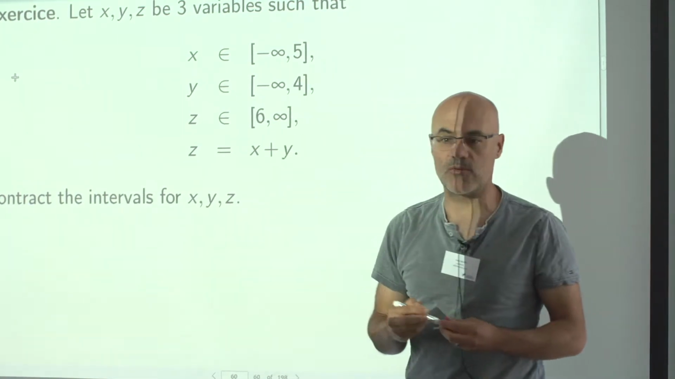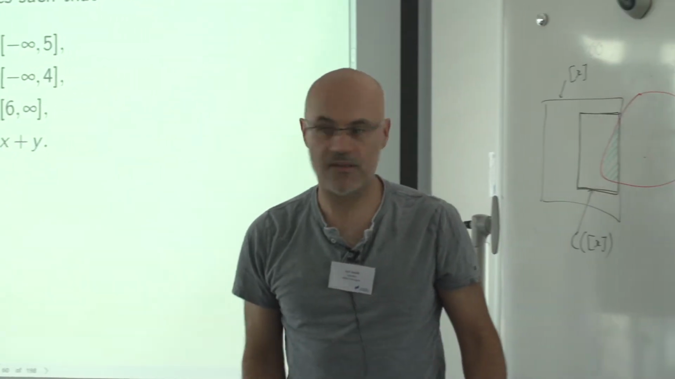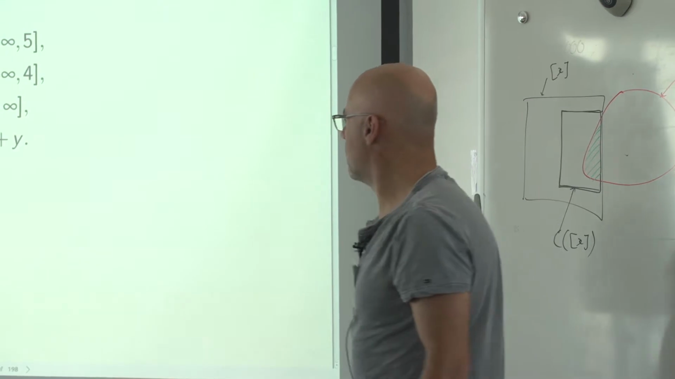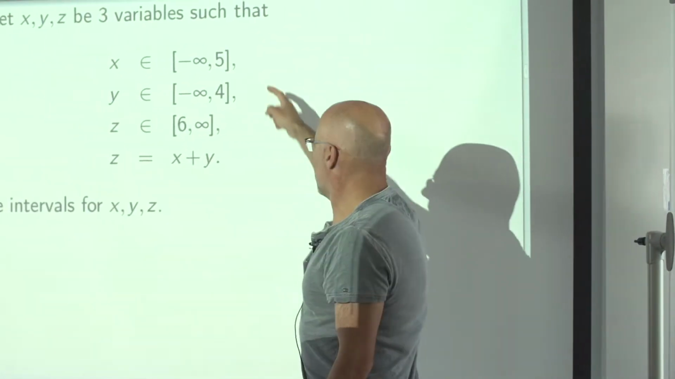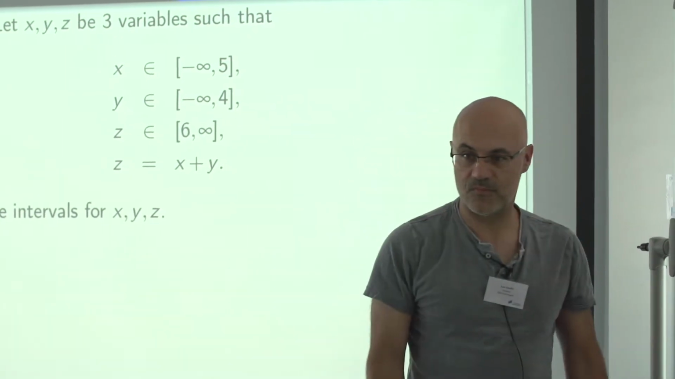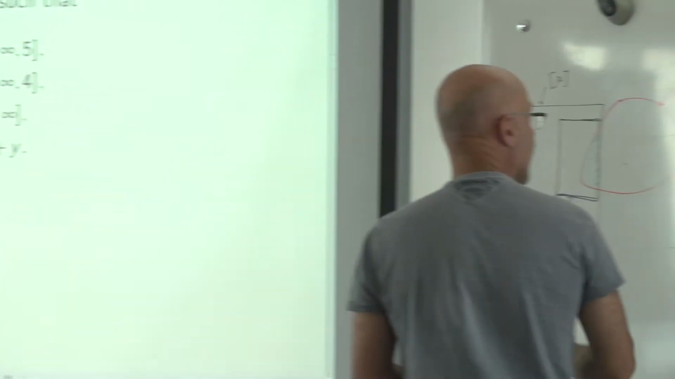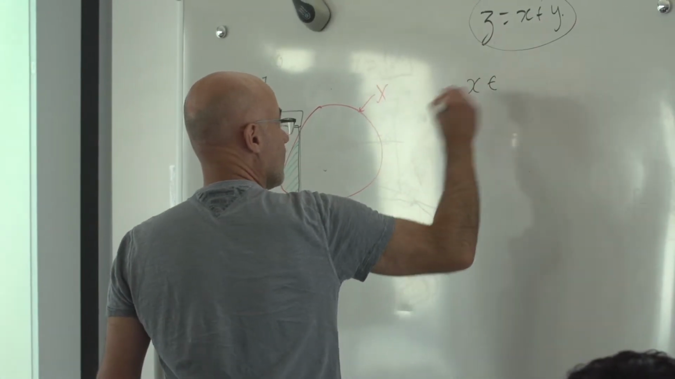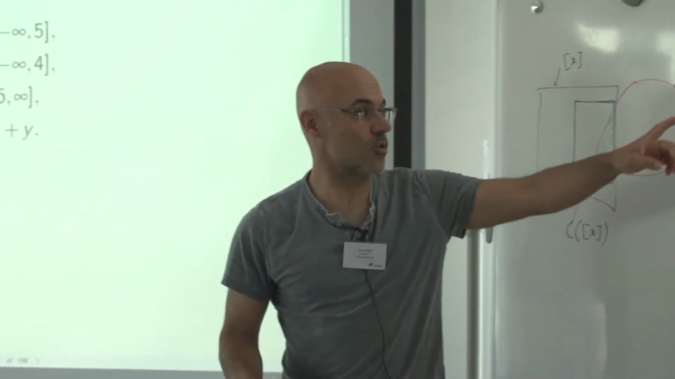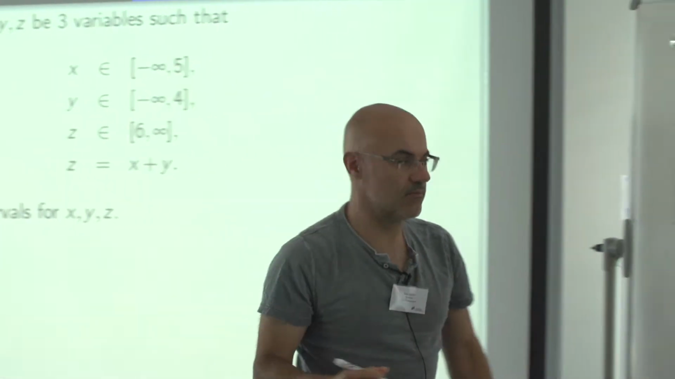Can x be equal to 0? Yes or no? Can x be equal to 0? I have to satisfy this, and this. No? No. So, how can I contract x? It belongs to what? To which interval? I want to contract it. 2, 5. 2, 5.